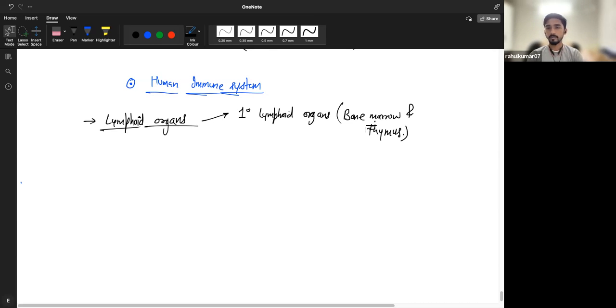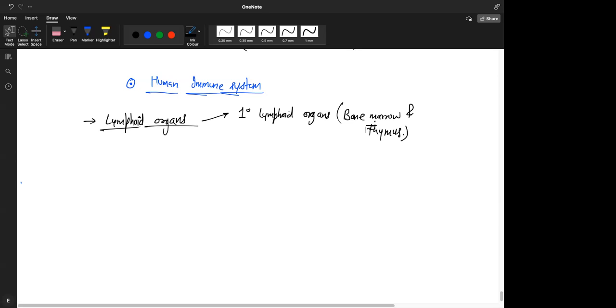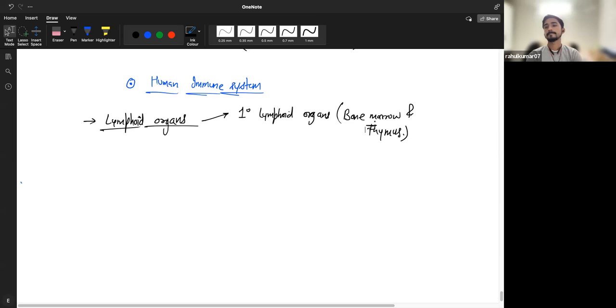Where have you heard the word bone marrow and thymus before in the class? If you cannot speak, you have to write in the chat. Go back. Yes, production of RBCs. No, go back to your notes. Flip the pages. Go back quickly.